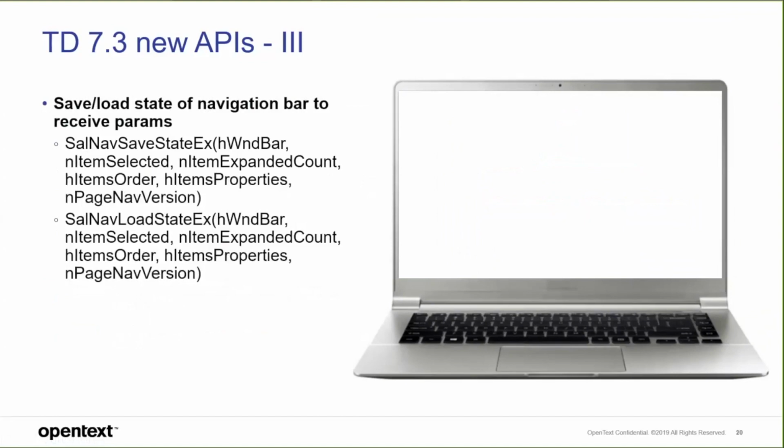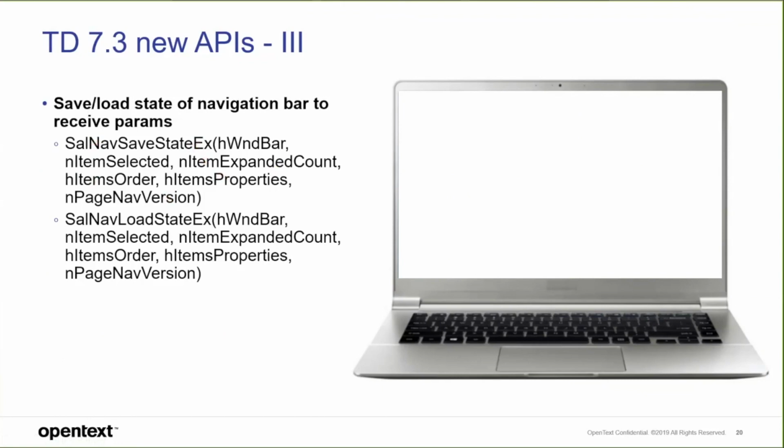This one is a customer requested feature as well. The status of a navigation bar can be saved to receive parameters of this function here, SalNavSaveState. So you have a number of variables that get filled with that information. And then you can use these variables to either save that information to the registry, to an XML file, to your whatever own initialization file. So you can do with that what you want.